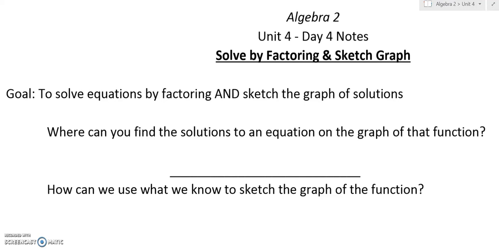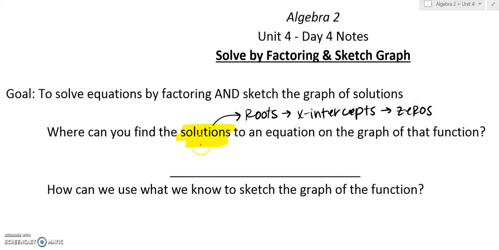First blank on the top says, where can you find the solutions to an equation on the graph of the function? Well, first off, this word solutions has a couple other words that mean the same thing. We've talked about roots. We've talked about x-intercepts. And the last word we talked about that means the same exact thing is zeros. So if you see any of those, it means the same thing. We're really looking for the x-intercept. So where can we see those on our graph? We can see those on the x-axis because it's where it's touching or where it's crossing the x-axis.